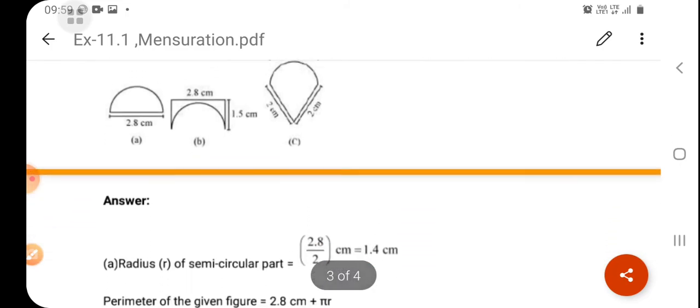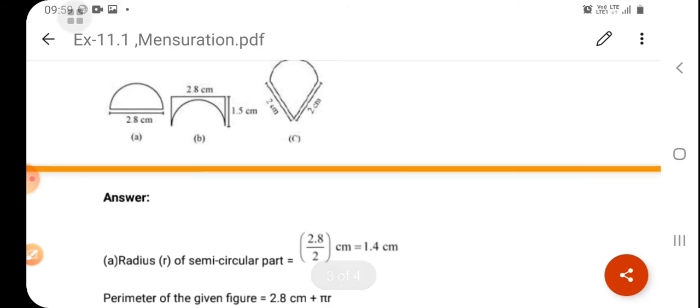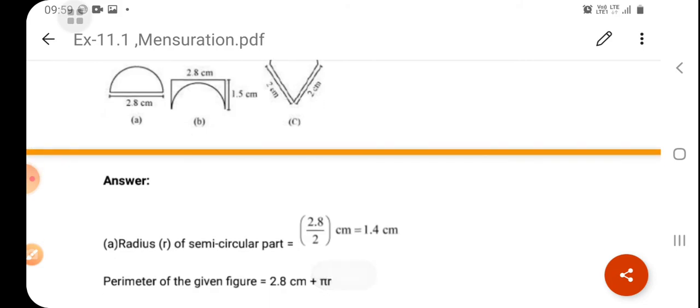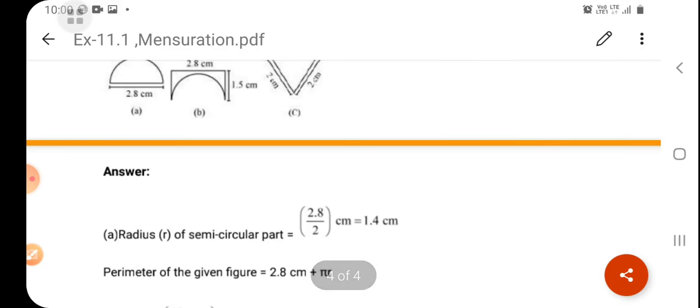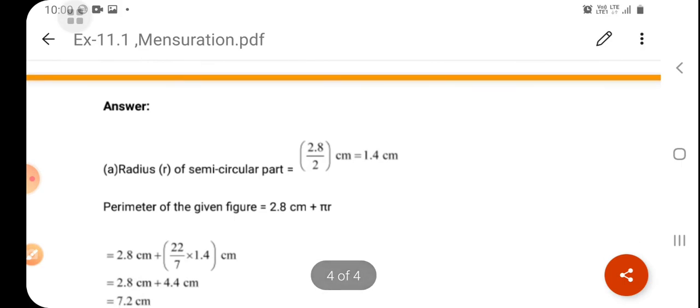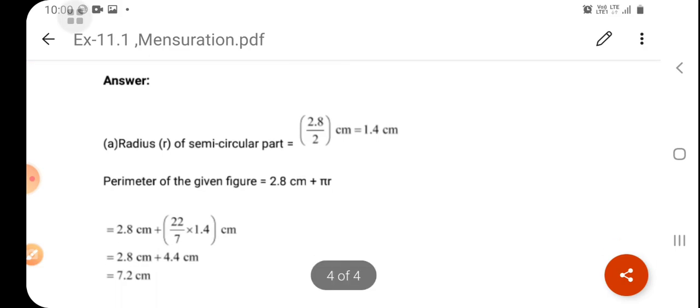Okay, the radius of the semicircular part in the first case, the A part, that is 2.8 upon 2. Okay, because 2.8 is the diameter of this semicircular part, and dividing it by 2 we will get the radius, that is 1.4 centimeter, and perimeter of the given figure is 2.8 centimeter plus pi r. Okay, not pi r square, pi r. So it is pi r, 2 pi r half, because whole circumference is 2 pi r and half is pi r. Okay, so here we will get the 2.8 centimeter plus pi r equal to 7.2 centimeter is the perimeter.